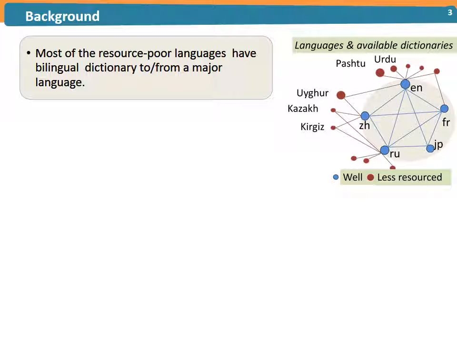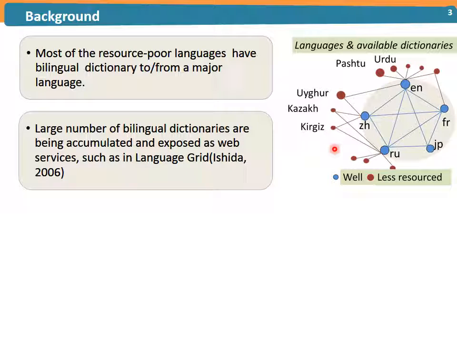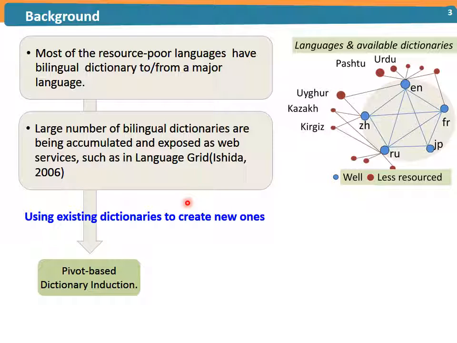Most of the resource-poor or less resourced languages have a bilingual dictionary to or from a major language. For example, we have dictionaries between Uyghur and Chinese, Kazakh and Chinese, Kyrgyz and Chinese, as well as English and Russian, but we don't have a dictionary between the less resourced languages. And also, a large number of bilingual dictionary resources are being accumulated and exposed as web services, such as in the Language Grid project. So the question here is, how can we create new dictionaries using these existing dictionaries?